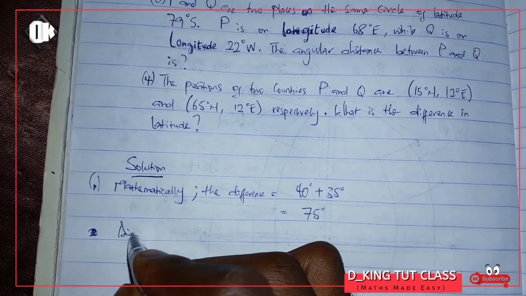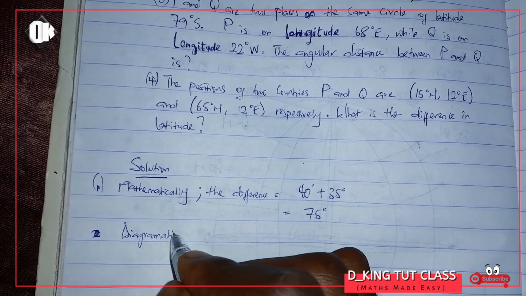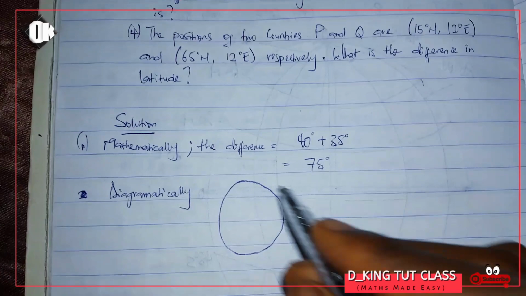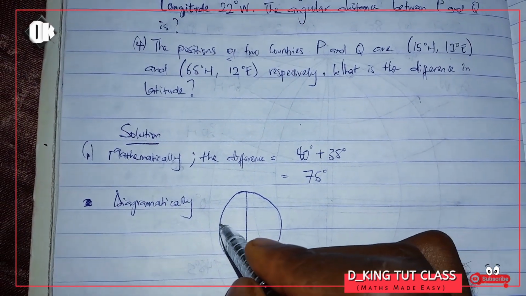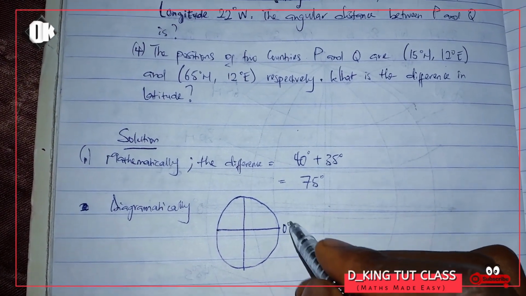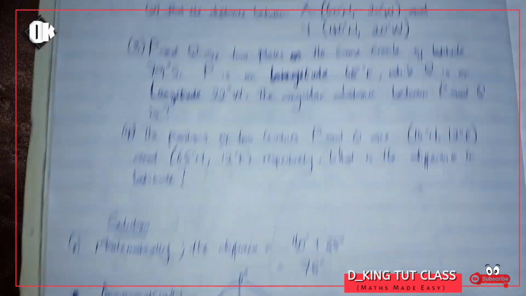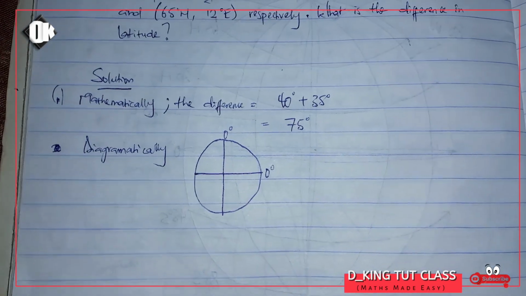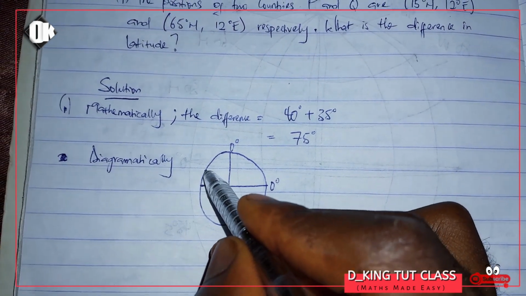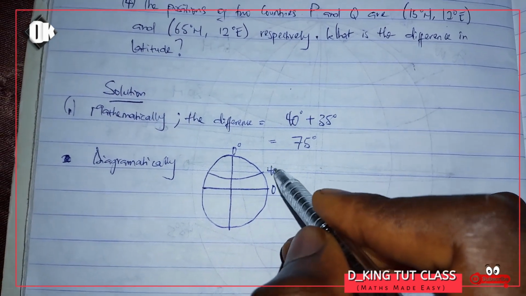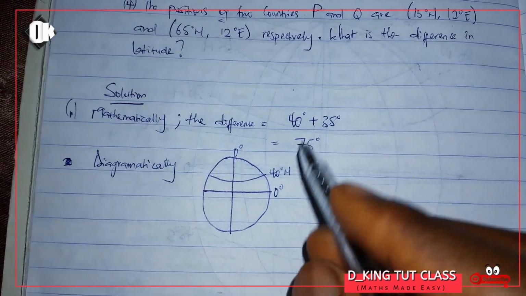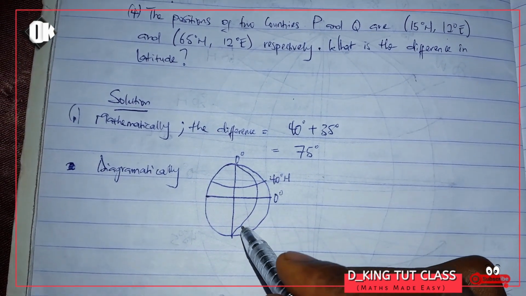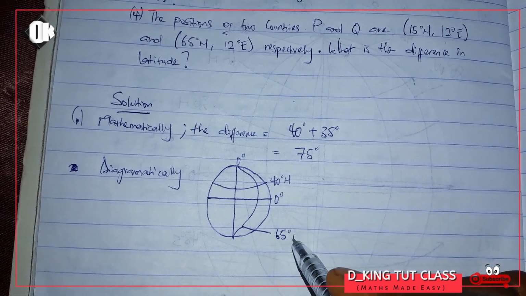Diagrammatically, what I'm going to have is something of this form. Let's look at this diagram very closely. This is my GMT, and this is my equator. Remember, 0 degrees, 0 degrees. From the first question, A is 40° north, 65° east. 40° north is around this point, up. Then I have 65° east. This is east, so 65° will go somewhat that far. Let me label this 65° east.